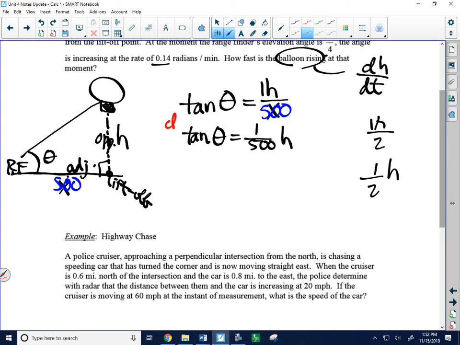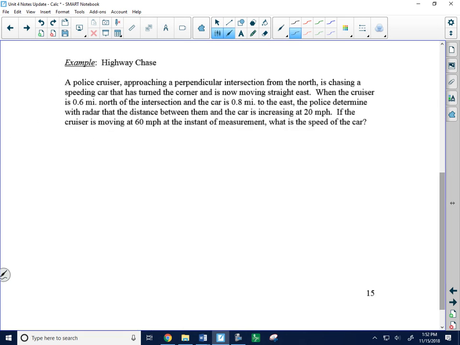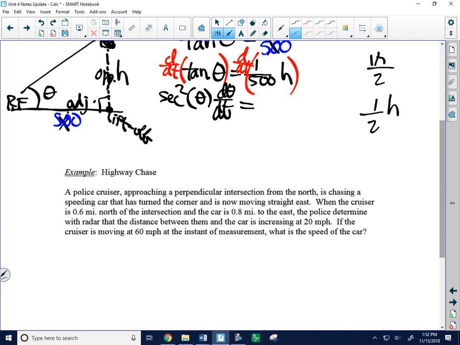Now this is step 3: d/dt to both sides, both terms. This is one term, like 1/2 h, 1/500 h. When I do the derivative of the left side, tangent, it is secant squared of theta. I bring the theta down from the inside, times the derivative of theta by the chain rule, which is d theta dt. Secant squared theta times d theta dt.